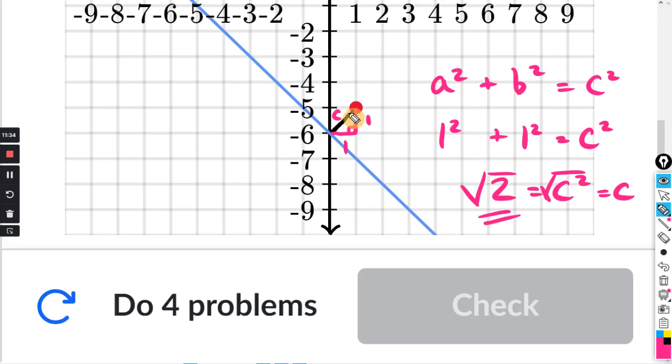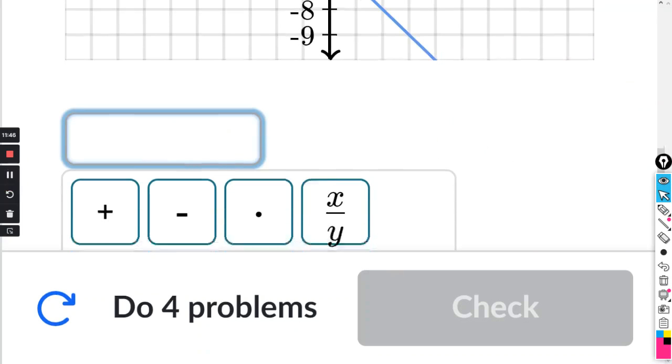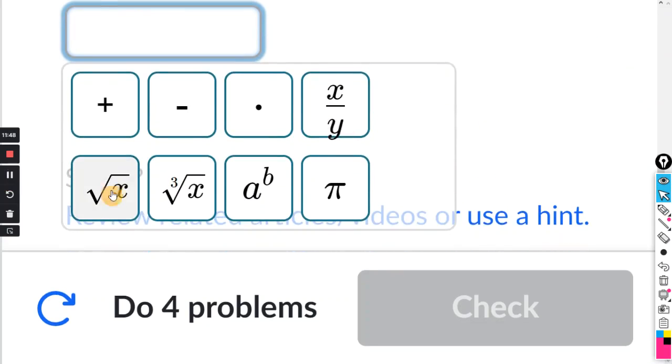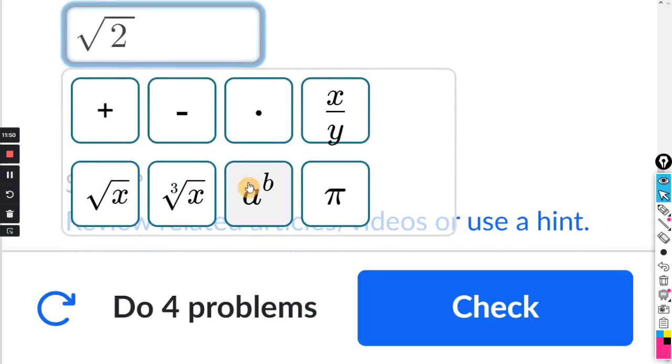Okay, so don't just try to count diagonally and say, well, that's just 1 unit. That's not 1 unit, okay? That's radical 2 units. So in the box, you're going to have to do the square root of 2, radical 2. You click on that symbol.